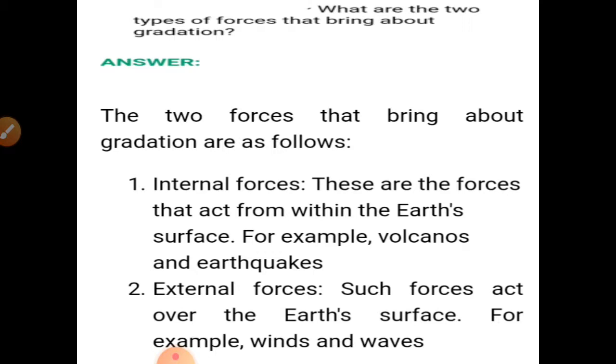Next question is: what are two types of force that bring about gradation? Okay, and its answer will be: the two forces that bring about gradation are as follows. First one is internal force.